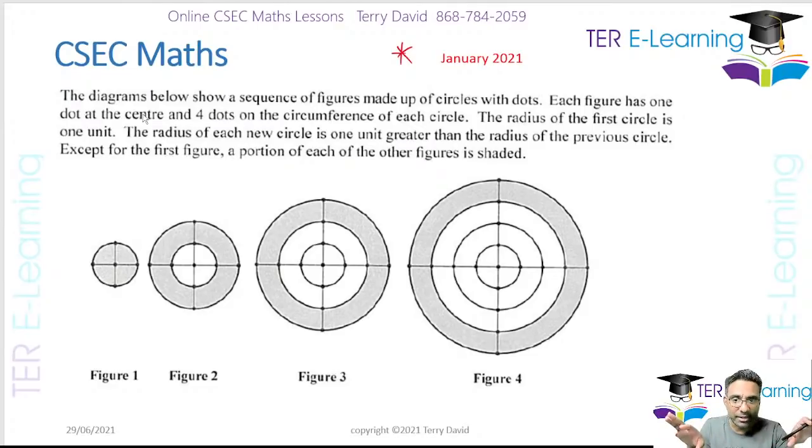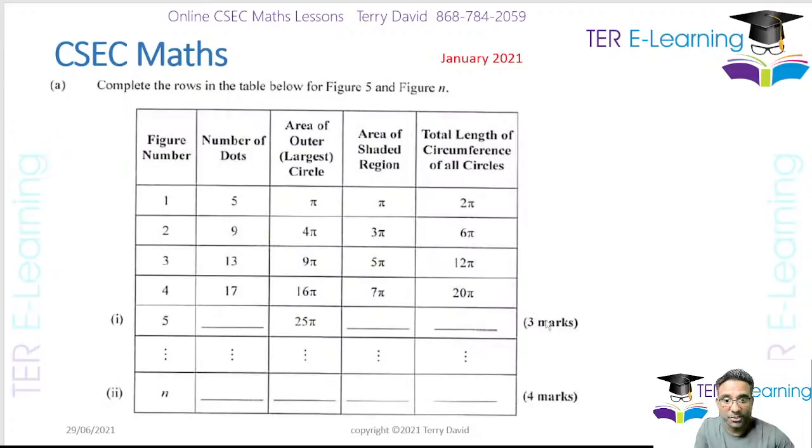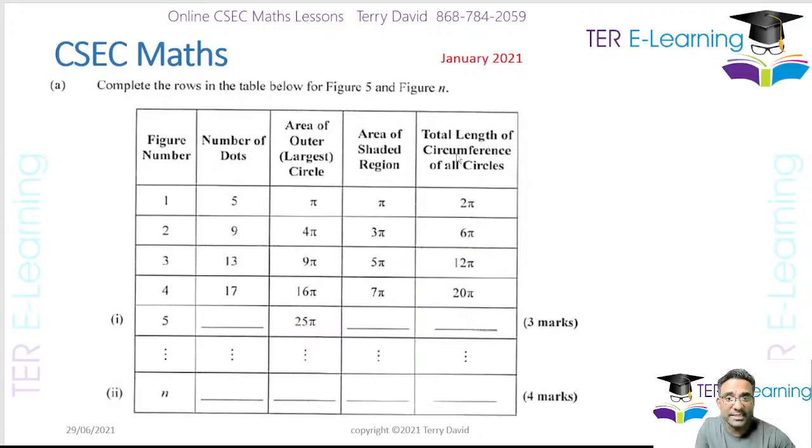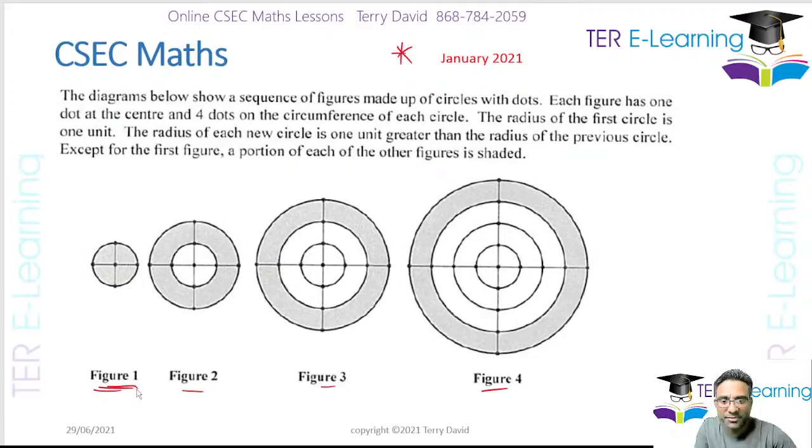But they've given you some diagrams, and those are what we call concentric circles, right? So you have 4 figures here: figure 1, figure 2, figure 3, figure 4. Now, usually when they give you an investigation question, there's a table inside. So if we go to the actual question now, this is the table that they have here. In the first column, you have the figure number: figure 1, figure 2, figure 3, figure 4, right?